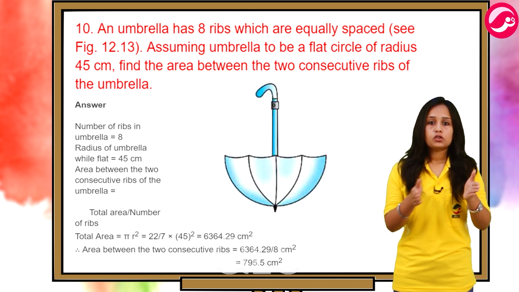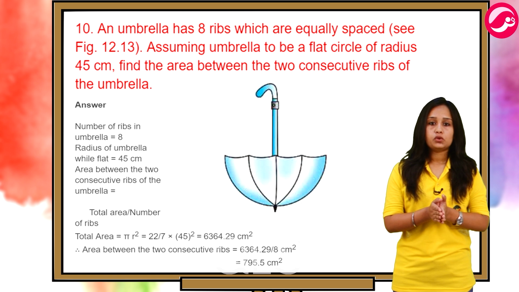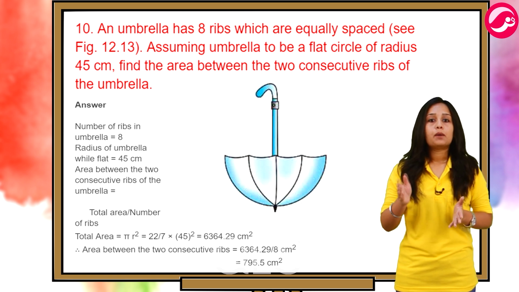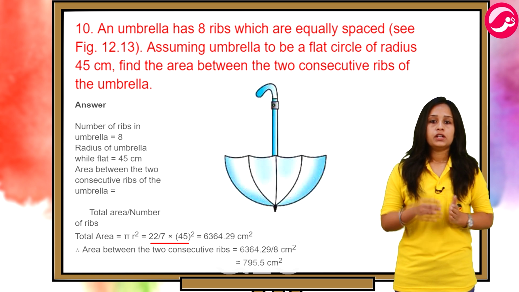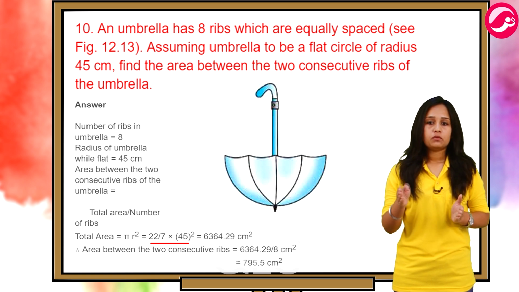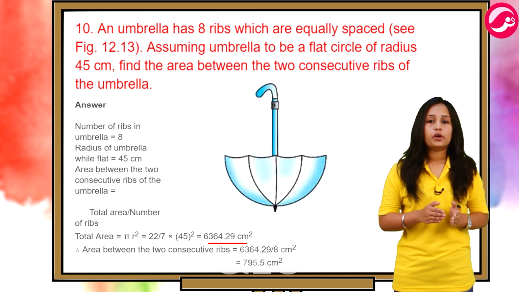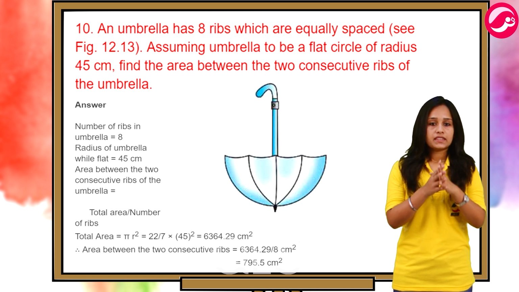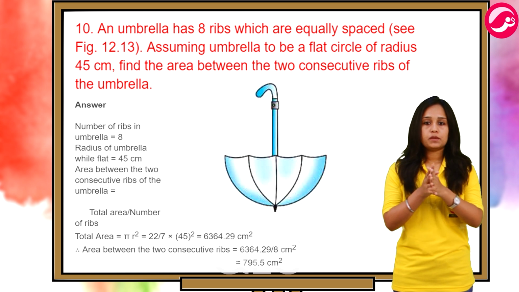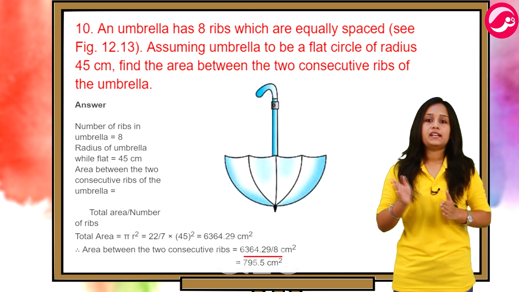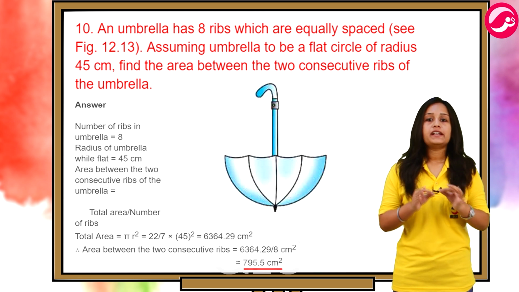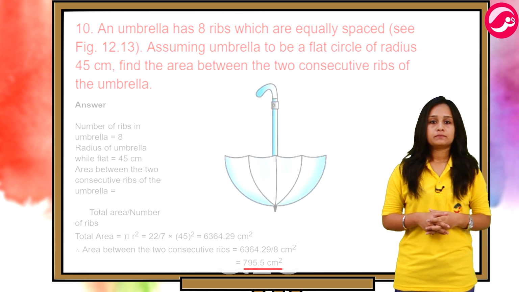So area between the two consecutive ribs of the umbrella will be equal to total area divided by number of ribs. So total area will be equal to pi r square, that is 22 by 7 into 45 square, which is 6364.29 centimeter square. Therefore area between the two consecutive ribs will be 6364.29 divided by 8 centimeter square, that is 795.5 centimeter square.